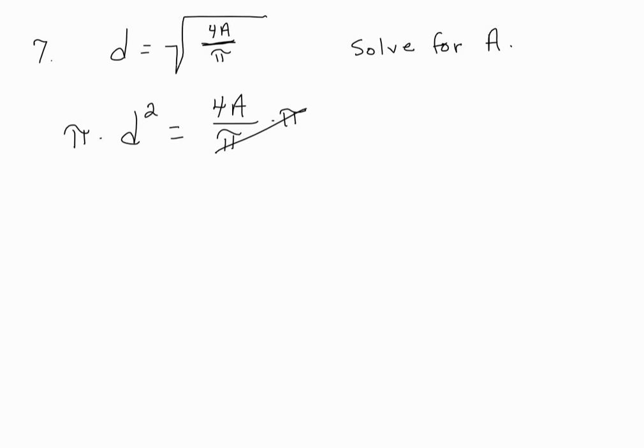Multiplying both sides by pi, I have pi times d squared equals 4a. Then I can divide both sides of my equation by 4. The 4's cancel. So a equals pi d squared divided by 4.